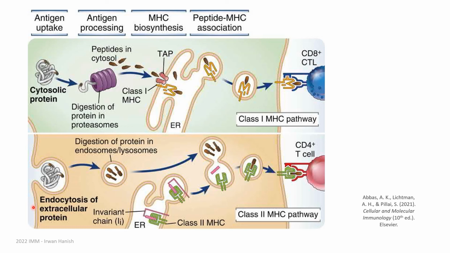For ingested extracellular protein, it will get sequestered from the rest of the cytosol first, and then the vesicle will merge with lysosomes, which will break the protein down. The pieces of the protein, the peptides, will bind to class 2 MHC and then be displayed on the surface to get the attention of CD4 positive T cells. So these are two MHC pathways for protein antigens.